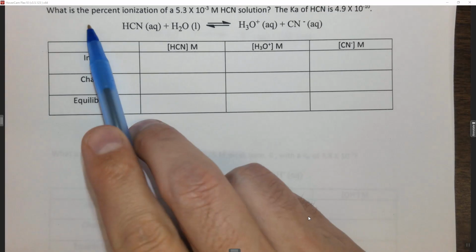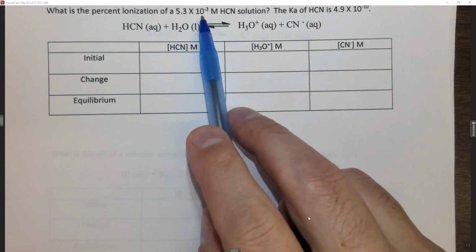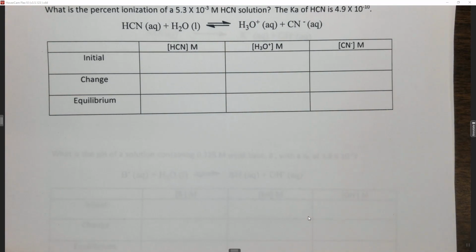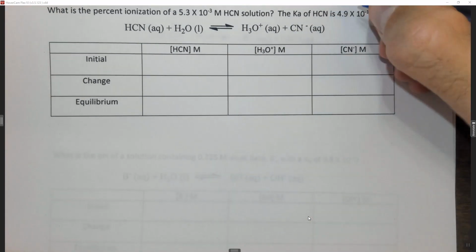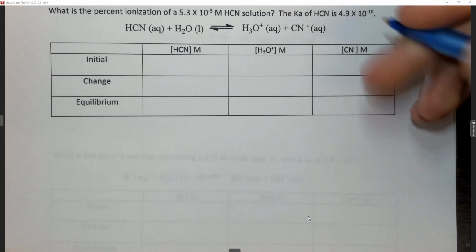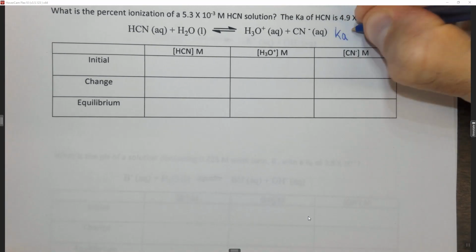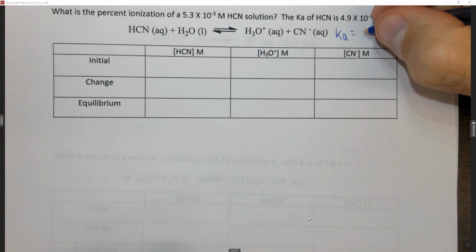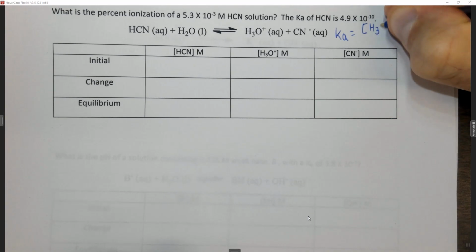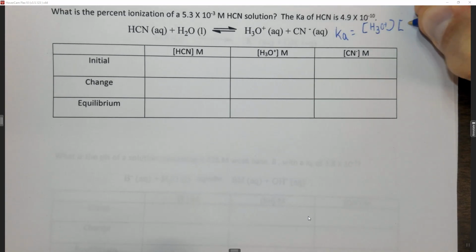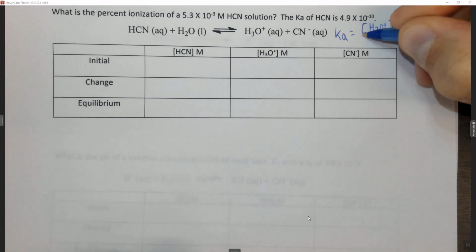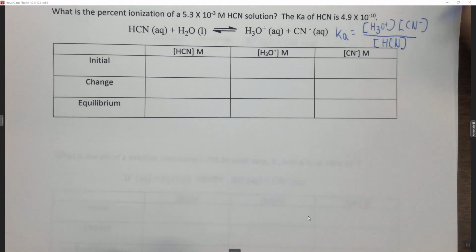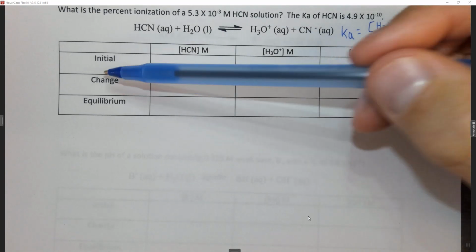This question says, what is the percent ionization of a 5.3 times 10 to the minus 3 molar HCN solution? And then it gives us the Ka of HCN. So as we've done in the previous examples, we're going to start with the Ka expression. The Ka expression for HCN is the concentration of H3O+ times the concentration of CN-, divided by the concentration of HCN. And then we're going to use the ICE table, the initial, change, and equilibrium.